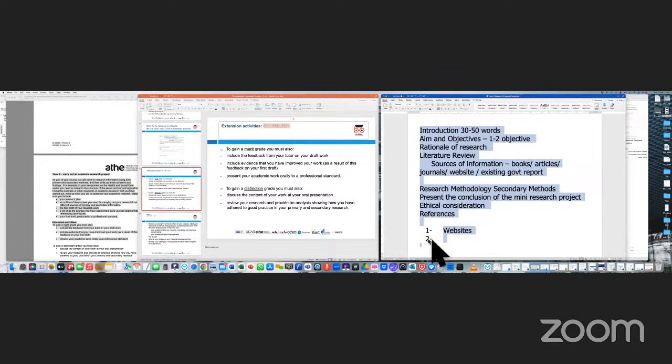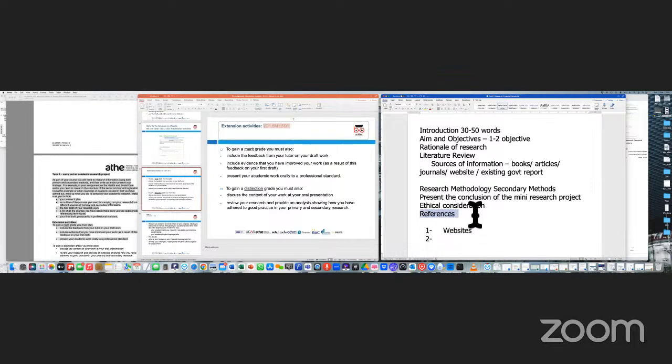When you look at a research report, it will always have things like aims and objectives, rationale of research, literature review, what are the existing data that you're going to review. It'll talk about research methodology. It'll also have the ethical considerations, and towards the end, you will have to write down the sources that you've used to compile this research report. That would be termed as references.